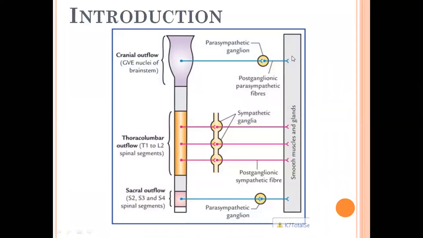In the parasympathetic ganglia, the postganglionic fibers are short and the preganglionic fibers are long, but it is opposite in the sympathetic: the preganglionic fibers are short and the postganglionic fibers are long. So with this short introduction, we'll go on to the ciliary ganglion now.